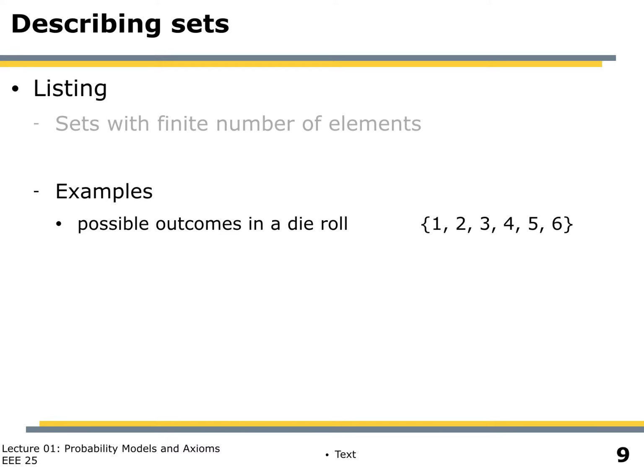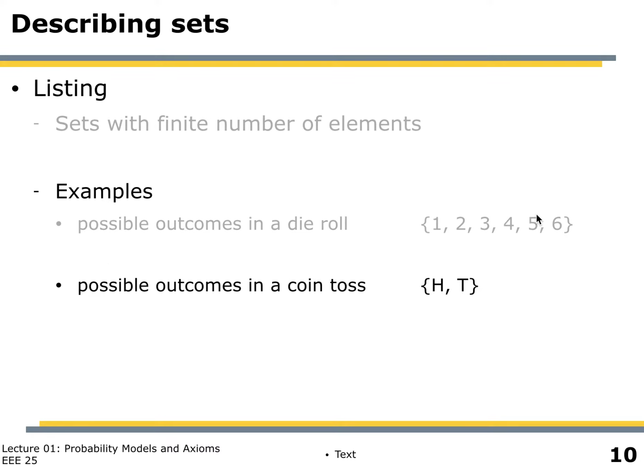Assuming we're referring to a six-sided die, to describe that set, we just need to list down the numbers on each side of that die. So that's 1, 2, 3, 4, 5, and 6. Another example would be the set of possible outcomes in a coin toss. That is actually a smaller set. Here, a coin toss can either end up as heads or tails. So if we describe that set by listing, we have H representing heads and T representing tails.